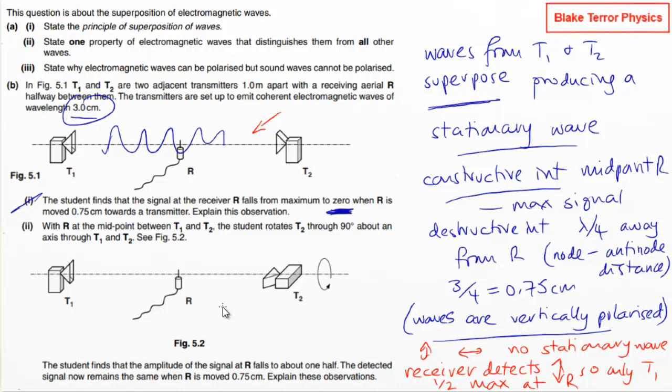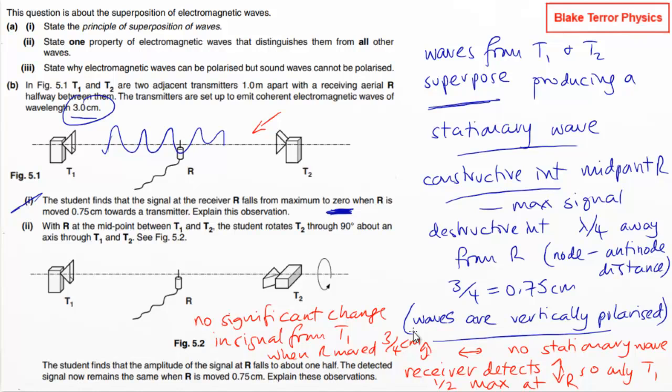Then when we move R, there's going to be no change, or no significant change in received signal from T1, when we move the receiver just 3/4 of a centimeter. So yeah, we're just doing that switch up.